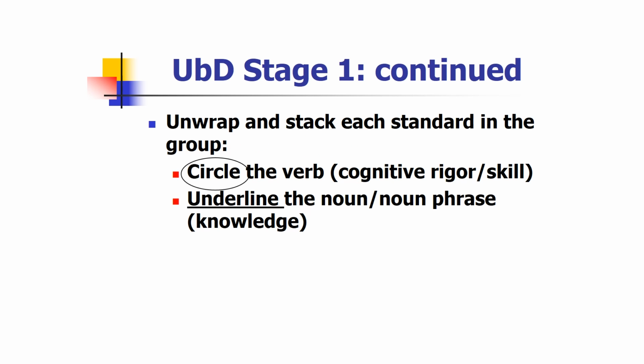Once that has been done, it is time to unwrap and stack all of the standards in the group. This can be done by a simple process of circling the verbs and underlining the noun or noun phrase. The verbs give us the depth of knowledge and the skill required for the students to learn, and the noun or noun phrase tell us the knowledge to be learned by the student. Once the unwrapping is complete, the designer stacks them in a chart for easy review. Let's take a look at an example of unwrapping and stacking.